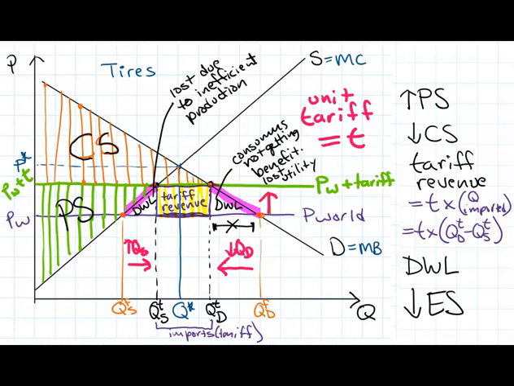So the idea is that by restricting trade, we can increase the producer surplus. We can increase the production of the good, which would, quote unquote, save jobs. But it might come at a high cost. It might be expensive to do that.